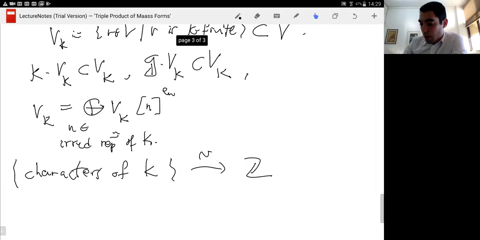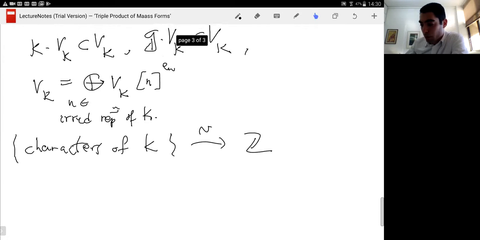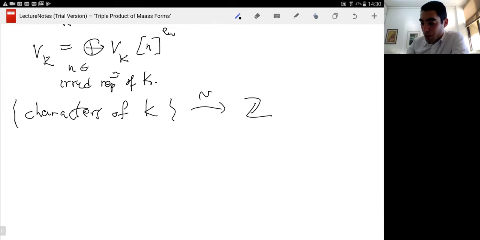So this V_K has many good features, as we can see. It is a representation of K, a genuine representation. It is a genuine representation of the Lie algebra g. And it is a pretty manageable algebraic object. Namely, it's an algebraic direct sum of finite dimensional vector spaces. Now, what is the one feature V_K does not have? V_K is not a representation of G.